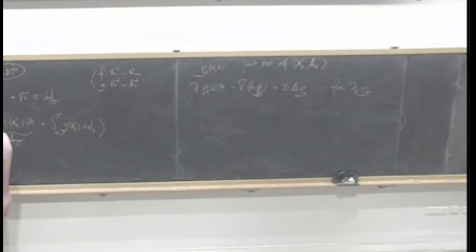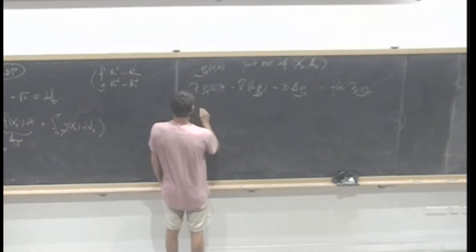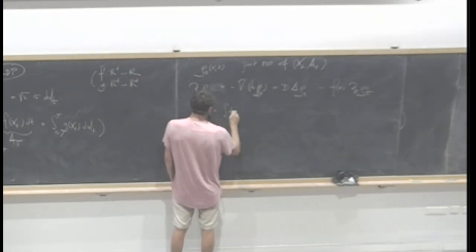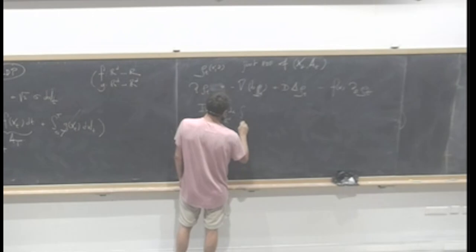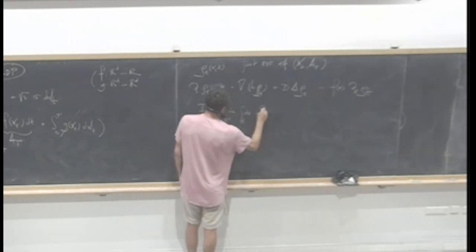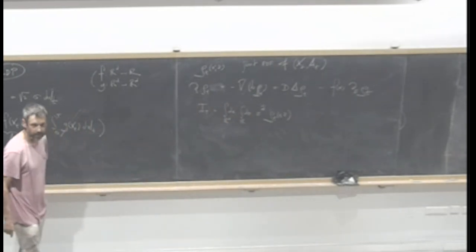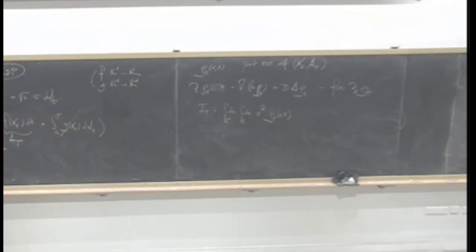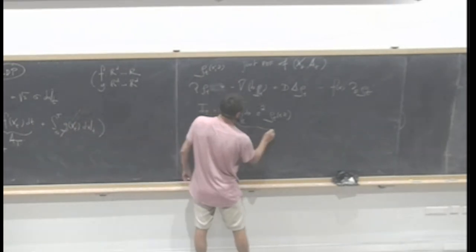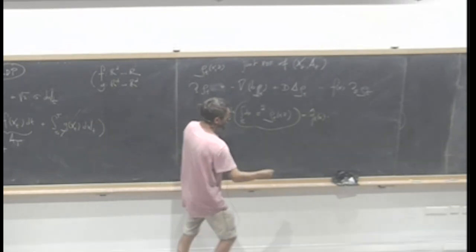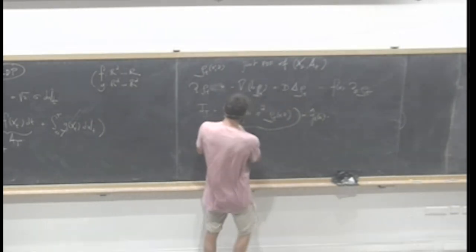Let's call this expectation I of t. You see that by definition of rho, you have that I of t is equal to the integral dx of this. Let's define this guy to be q hat of x, so that I of t is just the integral over x of that guy.